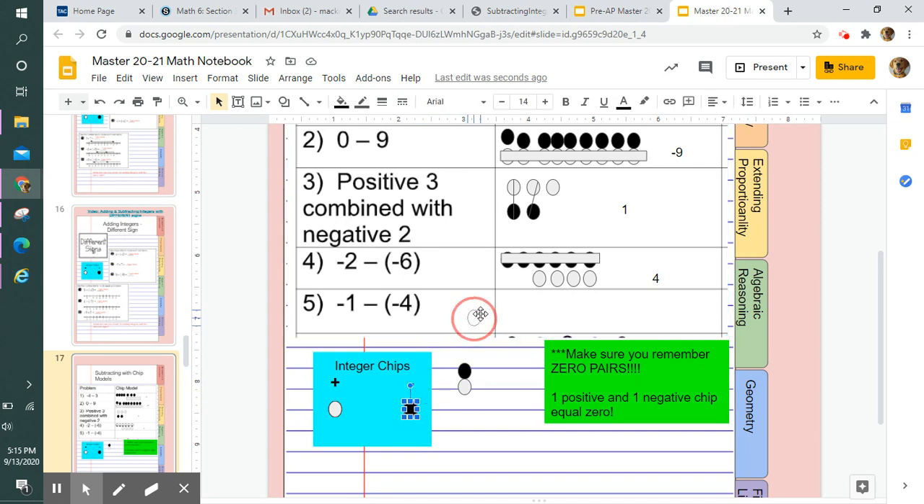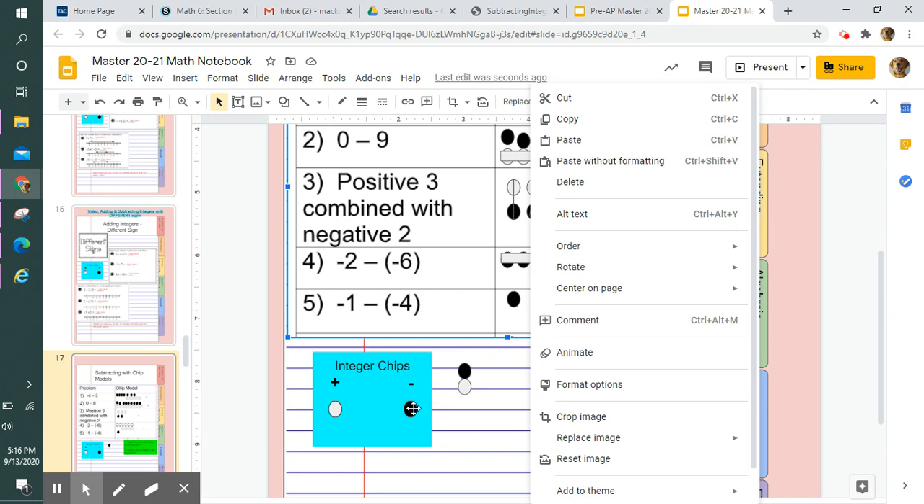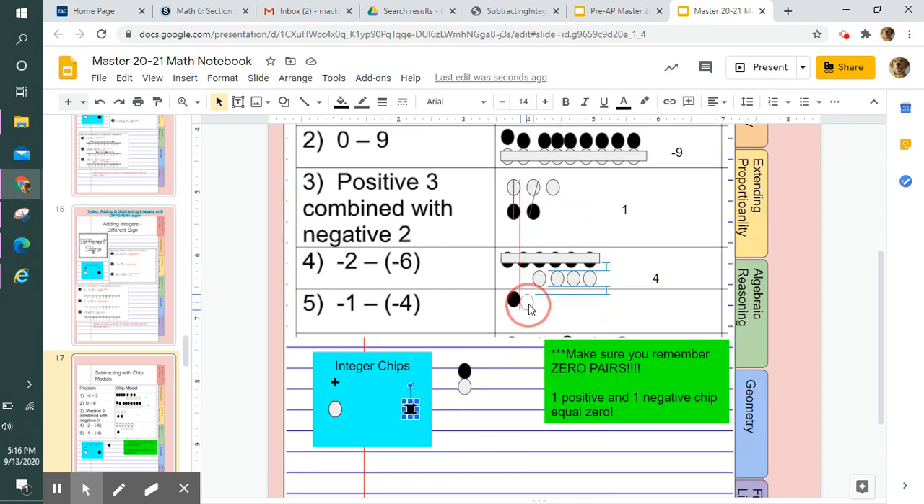Okay, so we're going to start with -1. And it wants us to take away -4. So if I start with 1 negative and I need 4 negatives, that means I need 3 0 pairs to be added. So 1 negative, 1 positive. We need 3 of those. One negative, 1 positive. So now we have 4 negatives that we can take away.